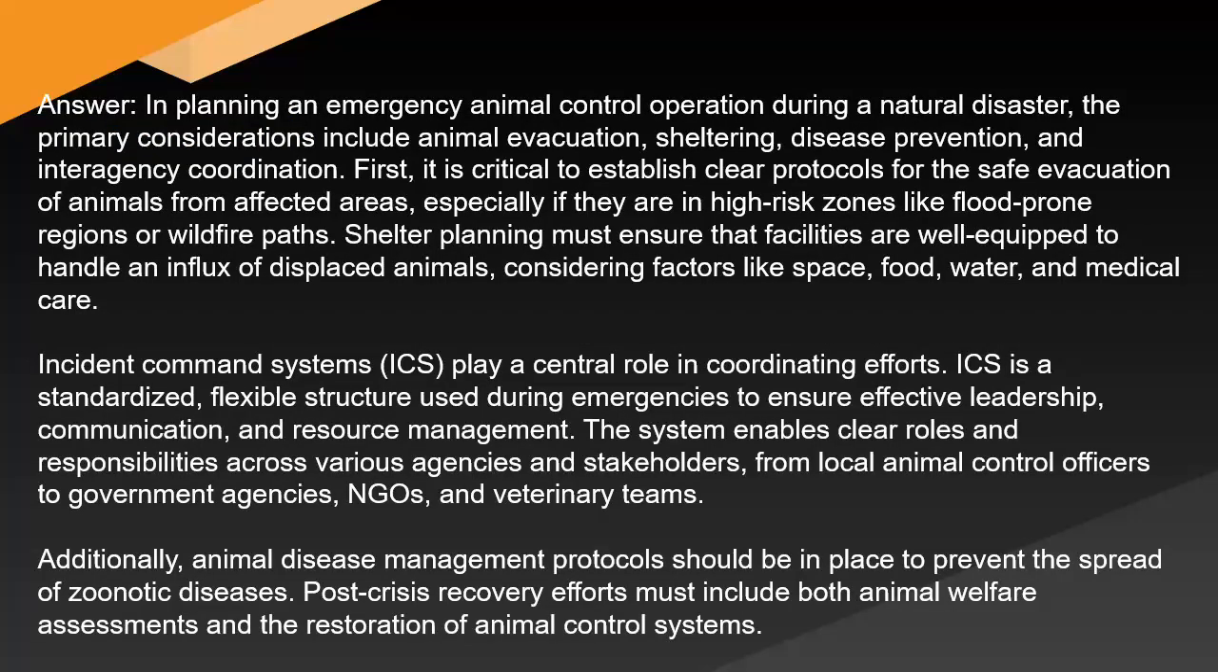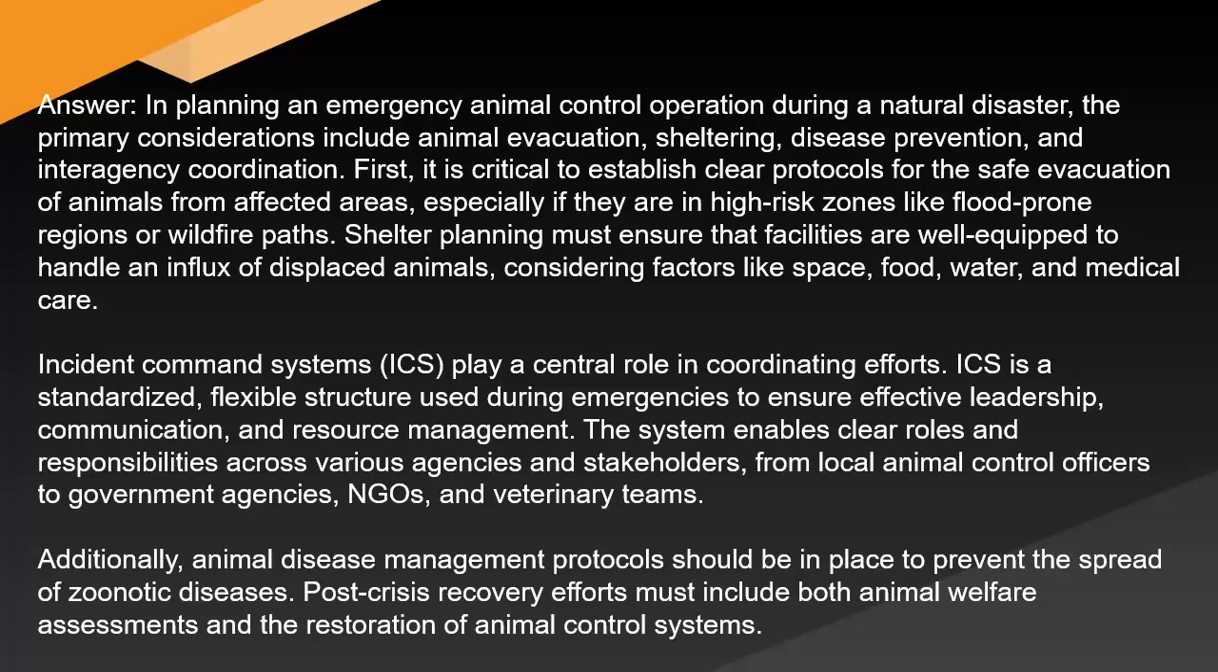Answer. In planning an emergency animal control operation during a natural disaster, the primary considerations include animal evacuation, sheltering, disease prevention, and interagency coordination. First, it is critical to establish clear protocols for the safe evacuation of animals from affected areas, especially if they are in high-risk zones like flood-prone regions or wildfire paths. Shelter planning must ensure that facilities are well equipped to handle an influx of displaced animals, considering factors like space, food, water, and medical care.